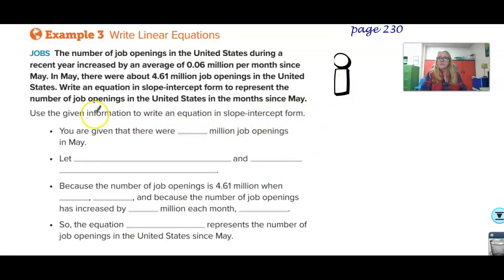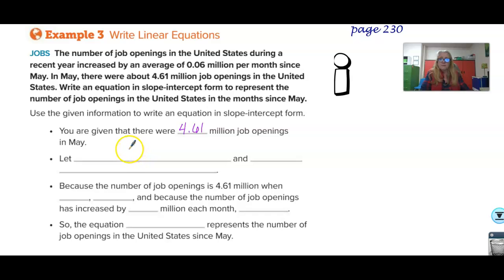All right, now we have an I. Write down the I. The number of job openings in the United States during a recent year increased by an average of 0.06 million per month since May. In May, there were about 4.61 million job openings in the United States. Write an equation in slope-intercept form to represent the number of job openings in the United States in the months since May. Okay, so you were given that there were how many million job openings in May? There were 4.61 million job openings in May.